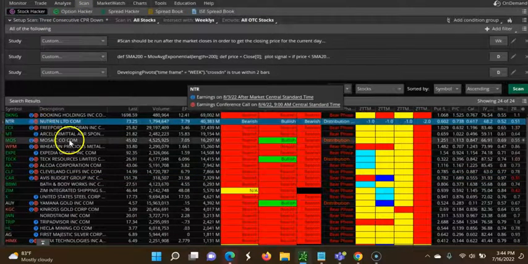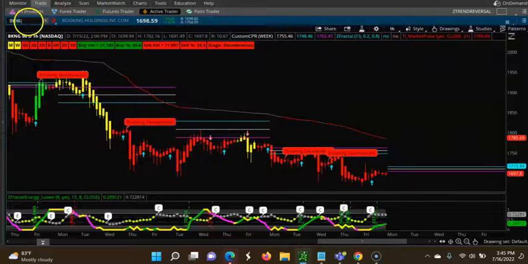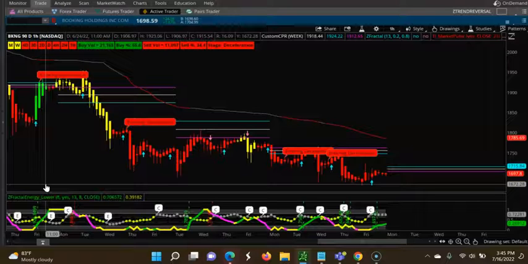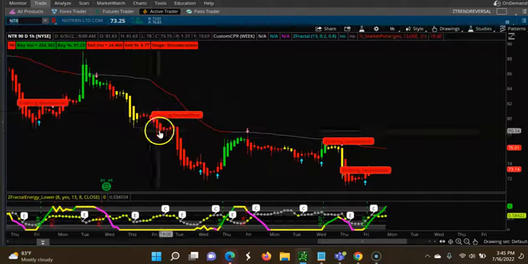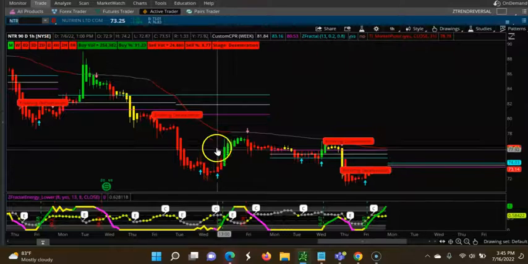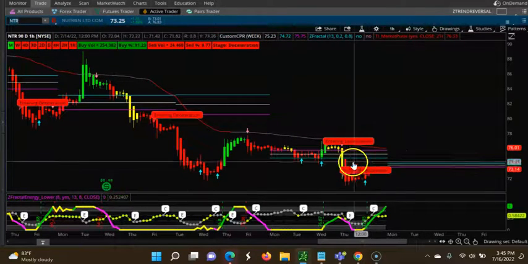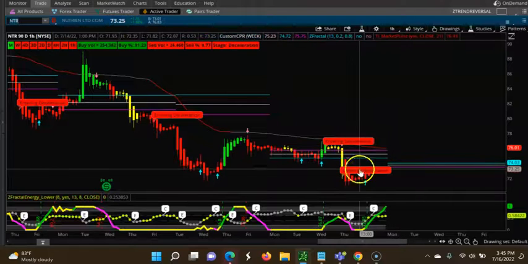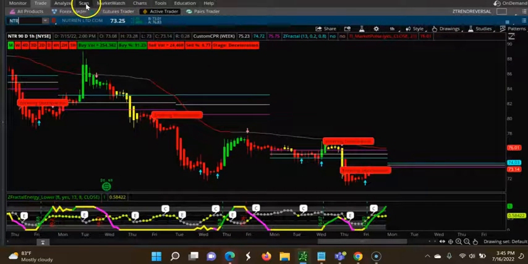Next is NTR. Looks like there's an earnings coming up. You can see here the CPR, this next week CPR is down. You can see it's trending down, so you want to wait for the candle to open. All these time frames are negative. Okay, so scan again.